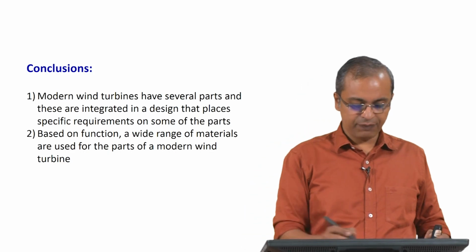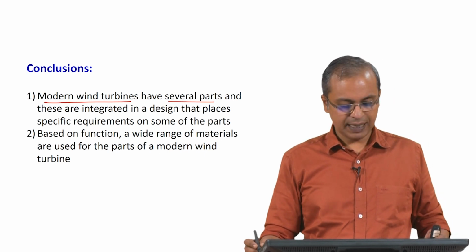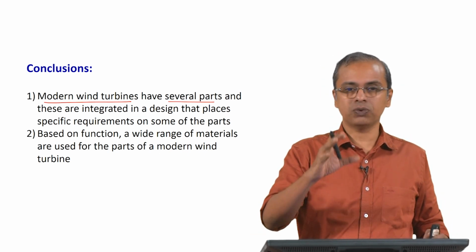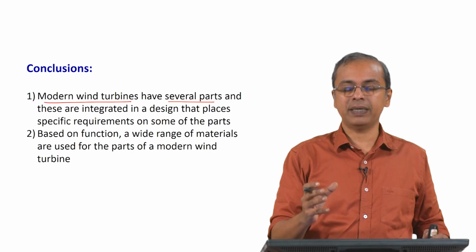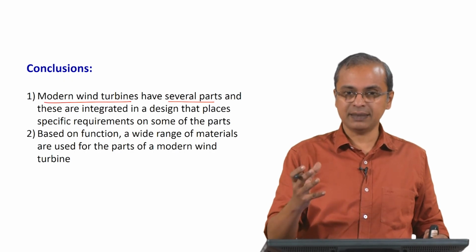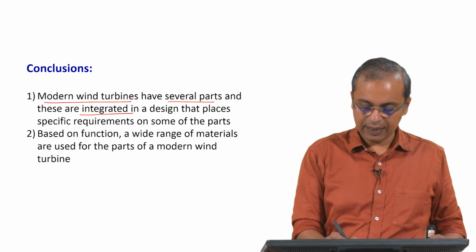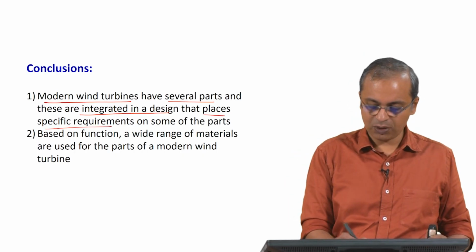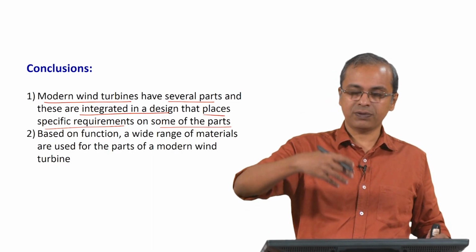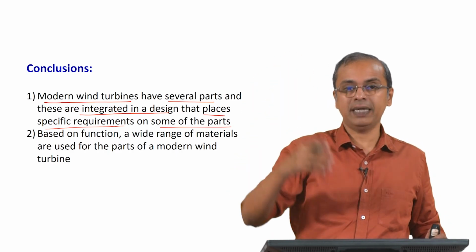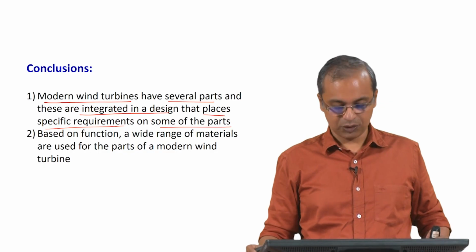And so, in conclusion, we have just seen that the modern wind turbine has a wide range of parts, which have wide range of requirements, because those parts are serving specific purposes, and in terms of material property itself there is a requirement, in terms of the shape and sizing, weight, etc. There is a whole bunch of requirements, and these are all integrated in a design that places these specific requirements on some of these parts. So, based on the design of that structure, for example the blade, because of the shape of the blade and the size of the blade and the location of the blade, it has to have some properties. The tower has some properties required of it because of the load on it, and so on.